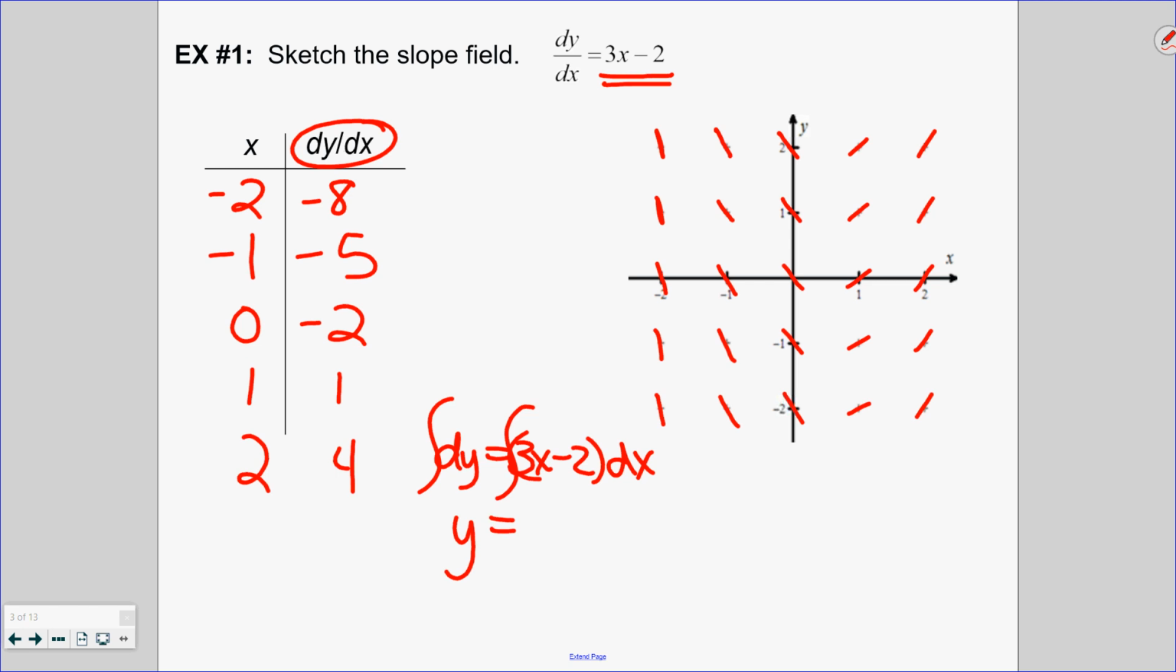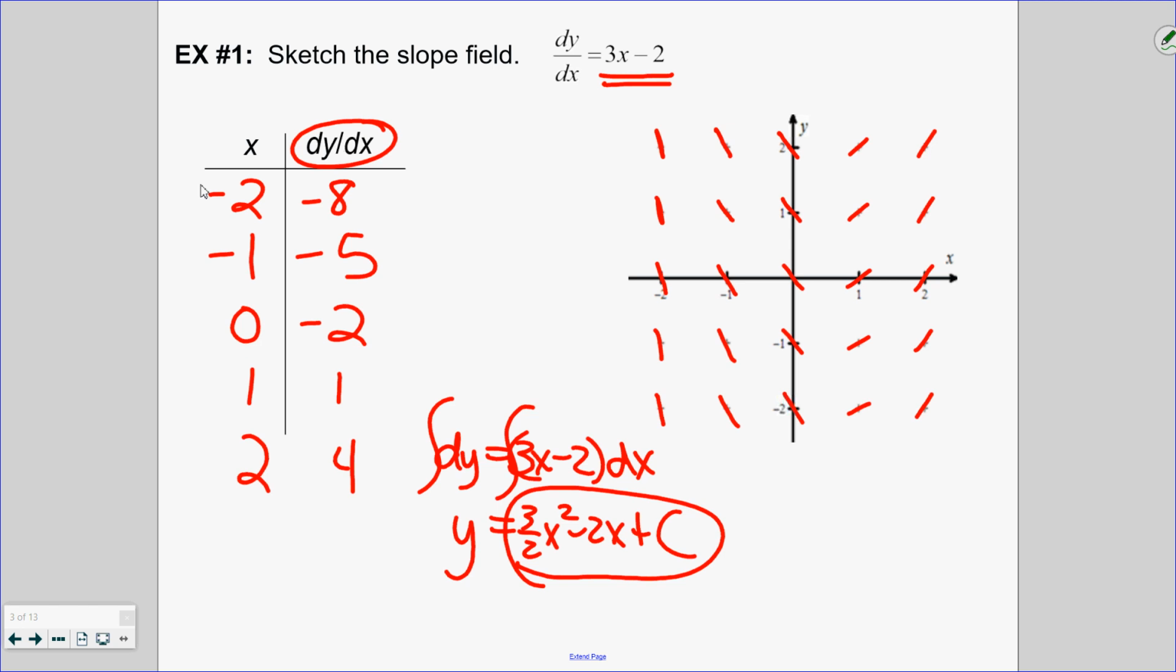Integrate this side, and you're going to get 3/2 x squared minus 2x plus c. Well, if you look at this picture, you can see that the solution to this differential equation is a parabola that opens up. If you look at the segments that you've drawn on your picture, you can see that it looks like a parabola that opens up if I think about the tangent lines.